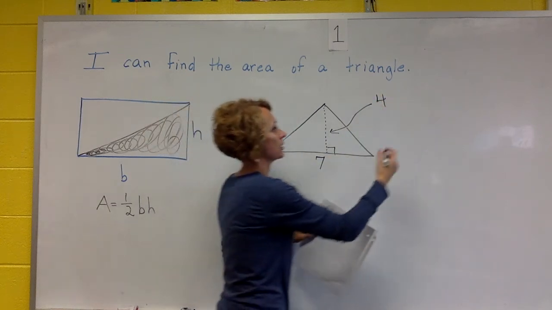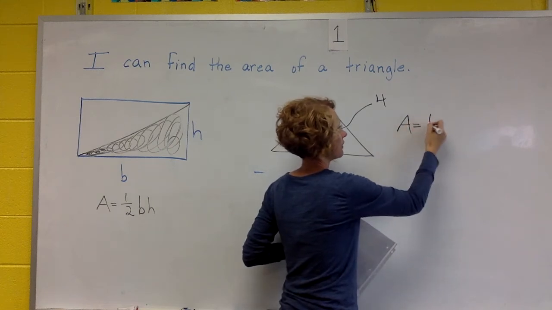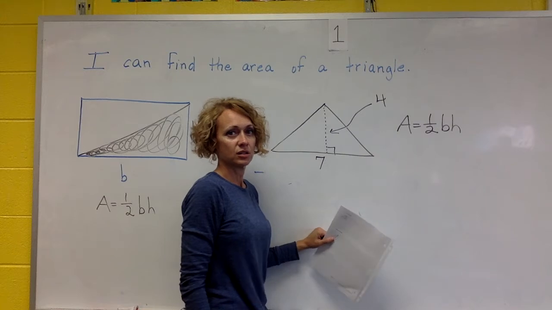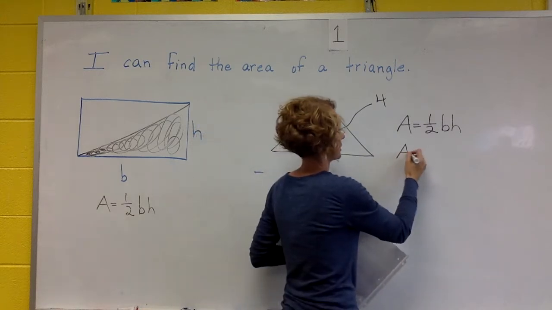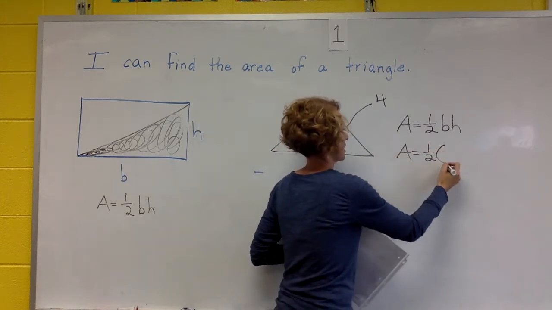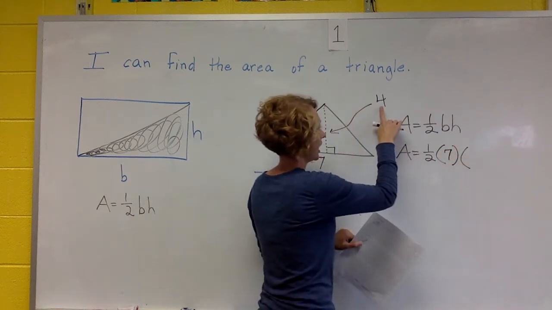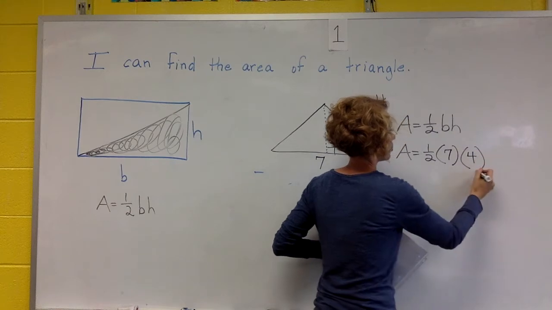So now I'm going to use those values. And I'm going to plug into my formula once again where I have 1/2 base times height. I'm going to evaluate it. So I'm going to write them in as 1/2 times my base value, which is 7, and my height value is 4.